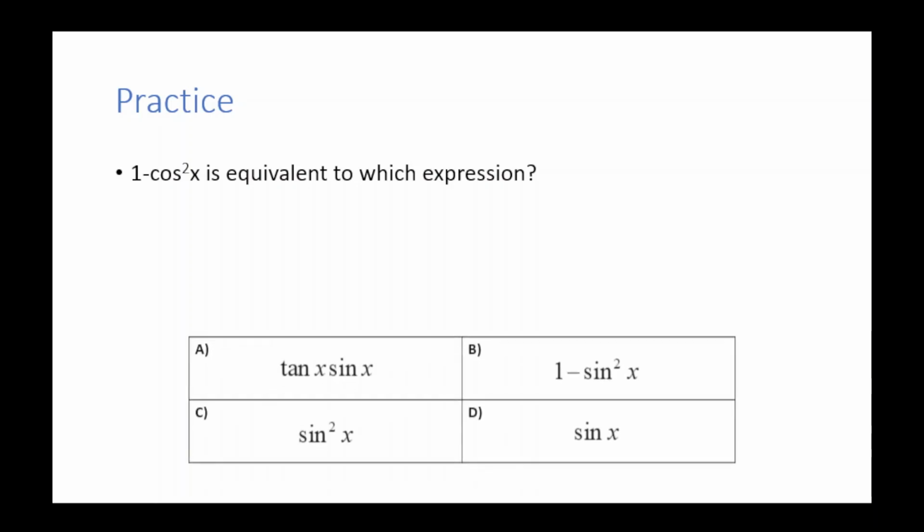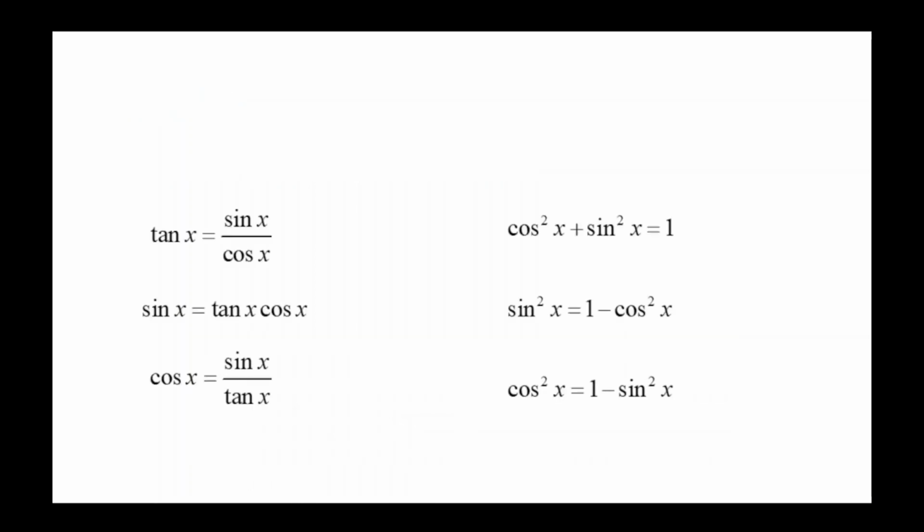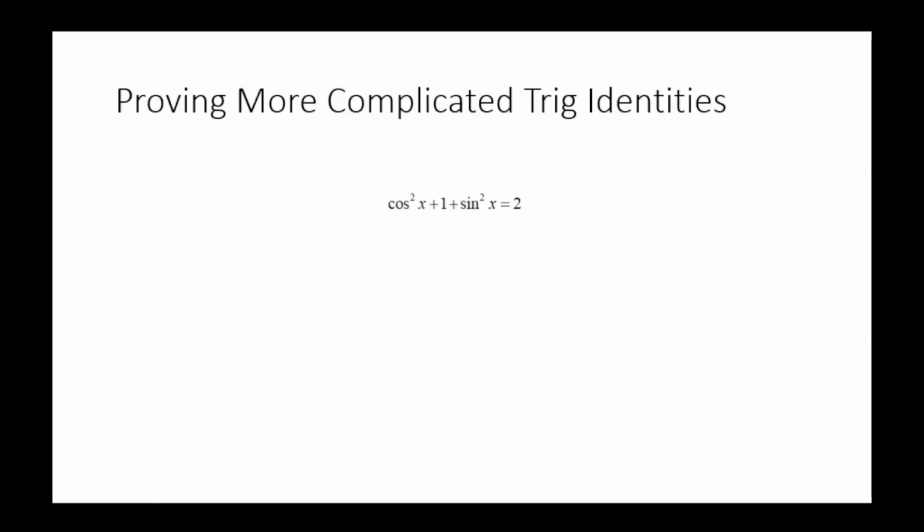Let's try again. 1 minus cos squared x is equivalent to which expression? Again, feel free to pause the video. The correct answer is C, sine squared x. Recall that sine squared x is equal to 1 minus cos squared x.